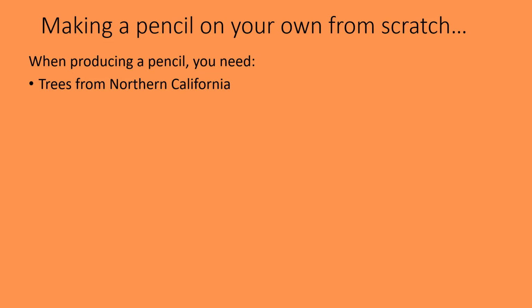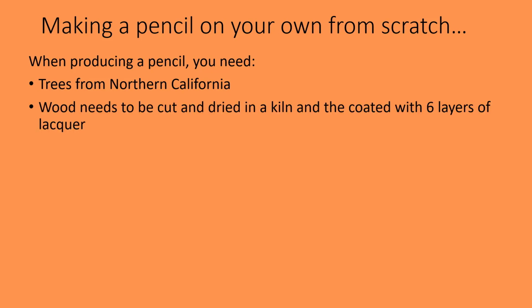You also can't cut down that tree with an axe unless you produce that axe yourself, meaning that you mined out the iron ore and forged it into steel to create that axe head, and that you're able to again get a piece of wood to attach that axe head to completely on your own without any help. Now, once you've cut down that wood, it needs to be cut and dried in a kiln. If you don't have a kiln that you have produced completely on your own from scratch, then you need to make that too. And then you need to coat that wood with 6 layers of lacquer. If you don't know how to produce lacquer, well, then you've already lost, right? The game's over. You can't produce that pencil, all right? If you do know how to produce that lacquer, then again, you need to be able to do that completely on your own without any help from anybody else.